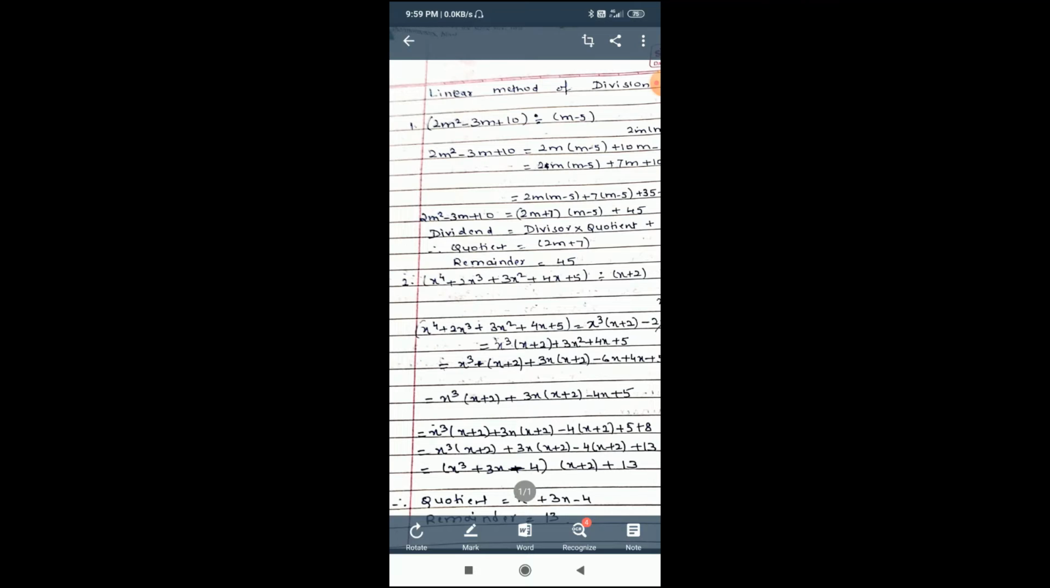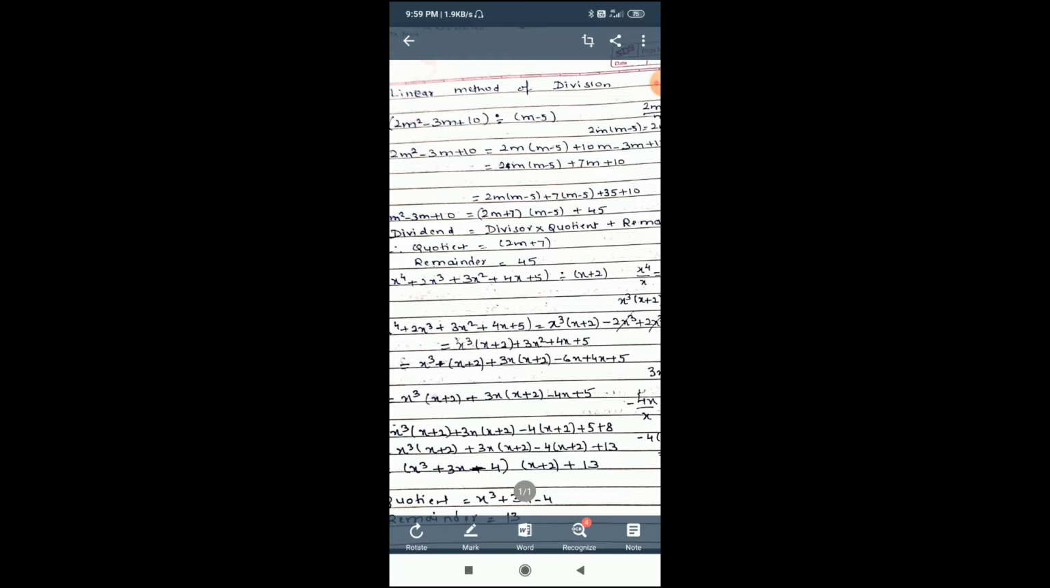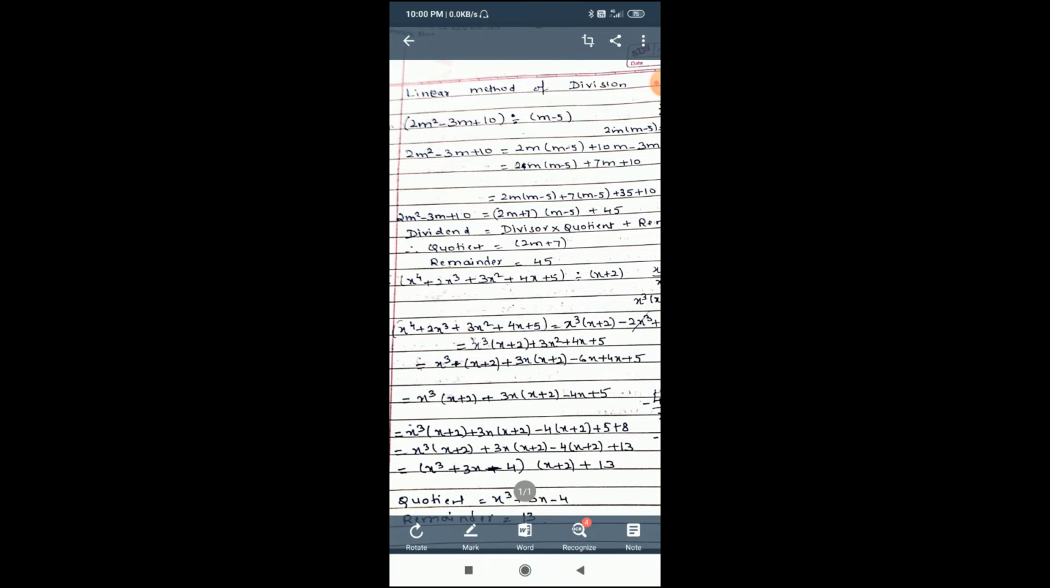So, now this is equal to x cube into x plus 2 plus 3x into x plus 2 minus 2x plus 5. So, now minus 2x upon x is equal to minus 2. So, now here this minus 2 again you multiply with the divisor x plus 2, you get minus 2x minus 4. So, now here opposite of this one, the second term is now minus 4. So, minus 4 means here you will write down plus 4.